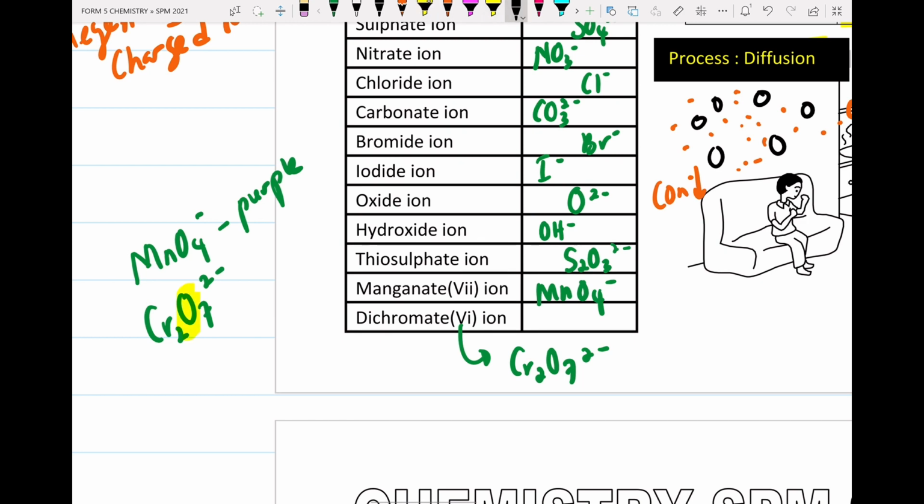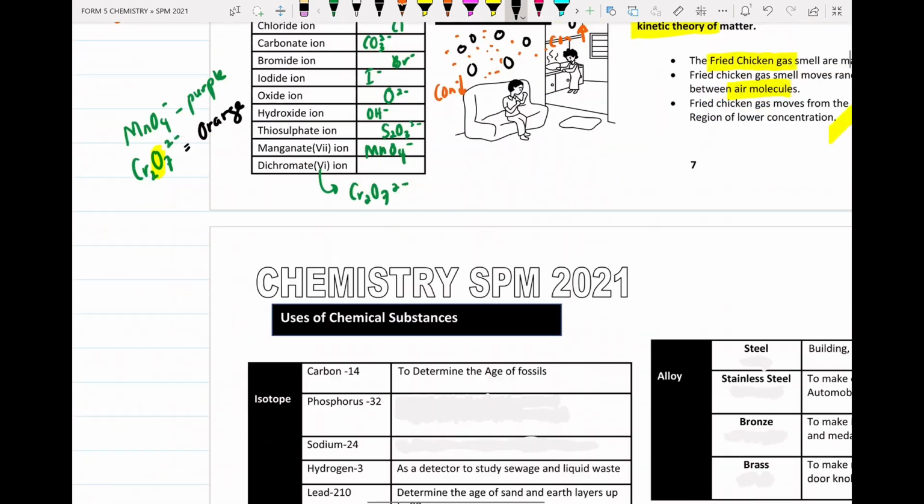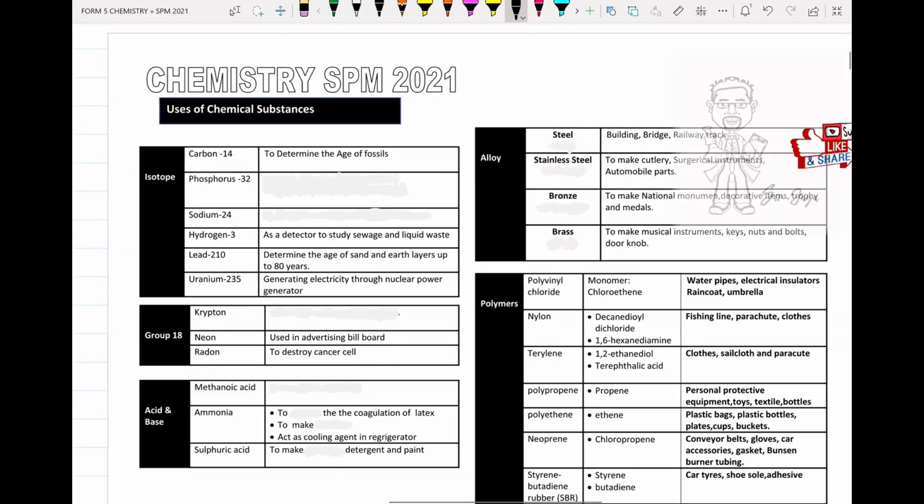Remember the O, it stands for what color? Orange color ion. Alright, so these are the formulas of ions that students must remember before you take SPM. Next, we move on to all the uses from Form 4, first chapter until chapter 8.